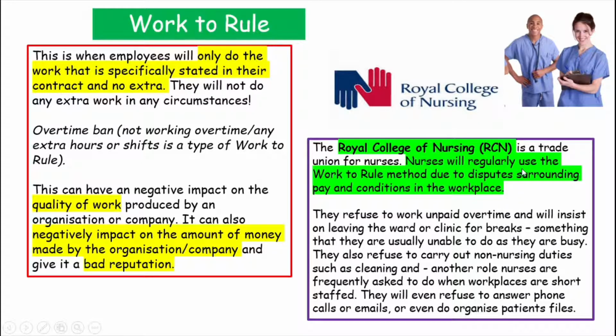Nurses will regularly use the work to rule method due to disputes surrounding pay and conditions in the workplace. They refuse to work unpaid overtime and will insist on leaving the ward or clinic for breaks, something that they are usually unable to do as they are busy. They also refuse to carry out non-nursing duties such as cleaning, which is another role nurses are frequently asked to do when workplaces are short-staffed. They will even refuse to answer phone calls or emails or even organise patients' files.